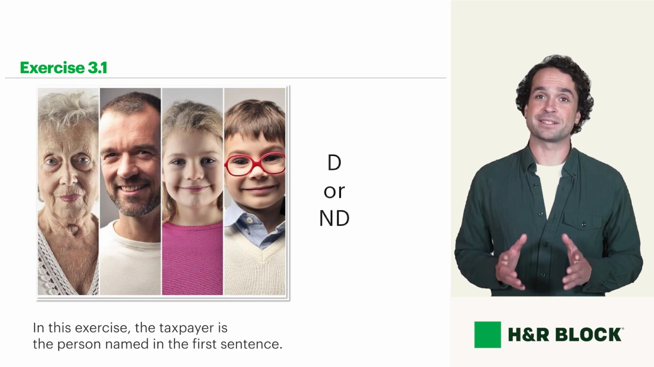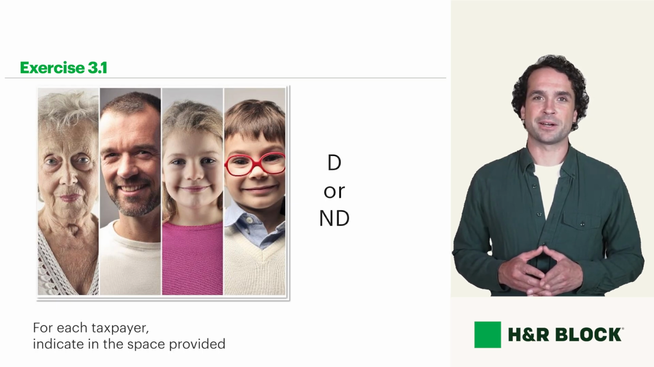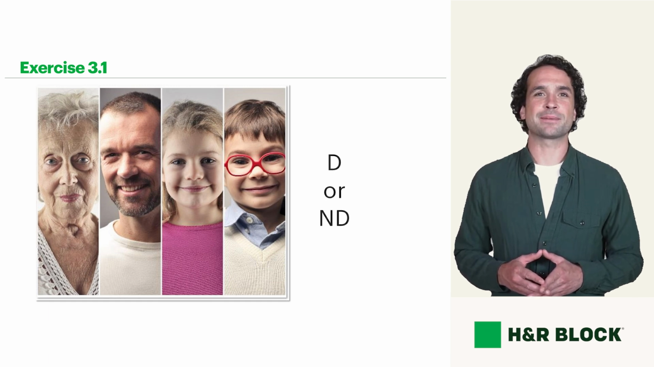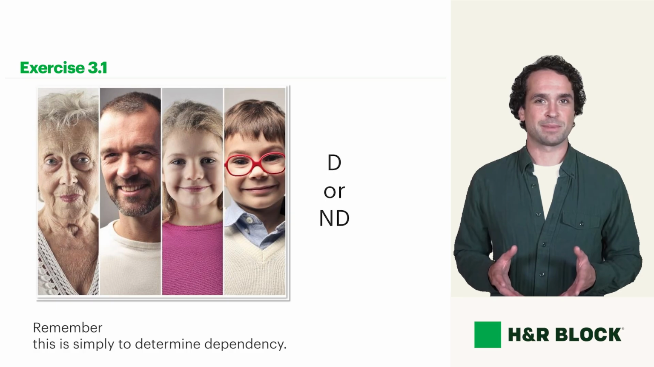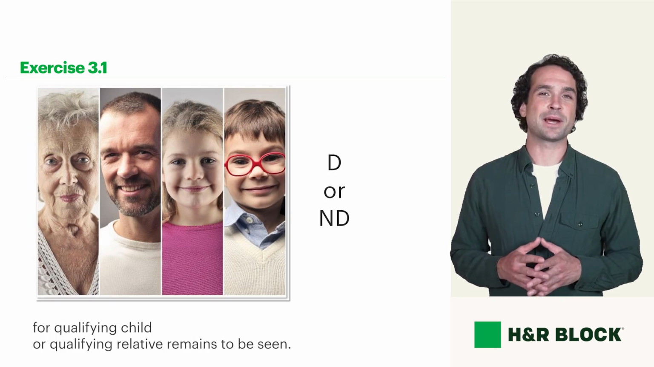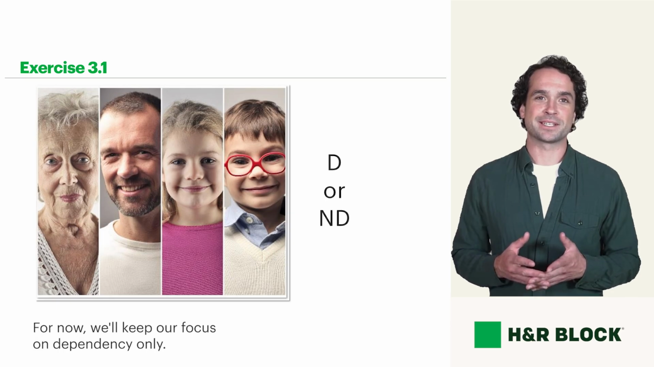In this exercise, the taxpayer is the person named in the first sentence. For each taxpayer, indicate in the space provided whether they have a dependent using D or no dependent using ND. Remember, this is simply to determine dependency. Whether they fall under the rules for qualifying child or qualifying relative remains to be seen. For now, we'll keep our focus on dependency only.